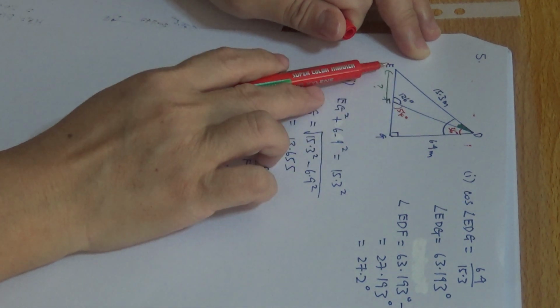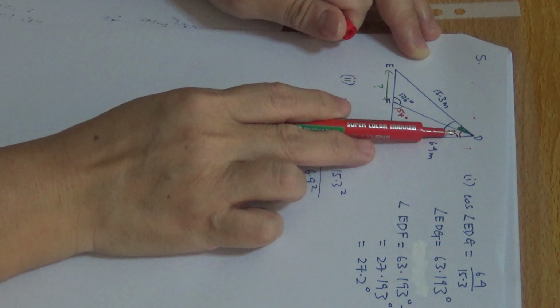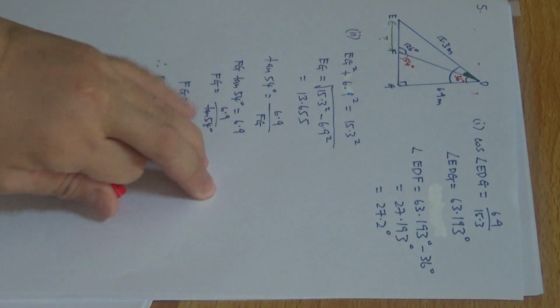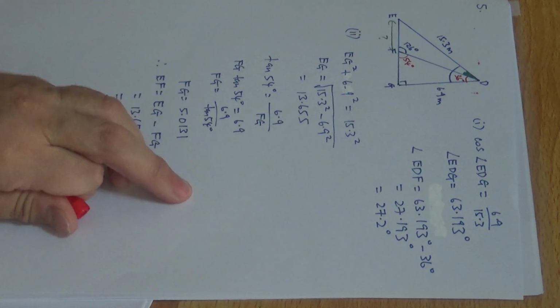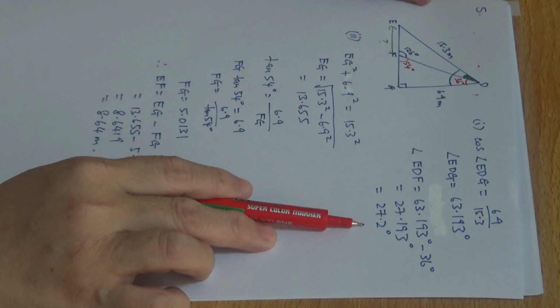Then how to find angle EDF? I'll take this big angle minus this small angle. So I take the answer minus 36. I will get this answer EDF.